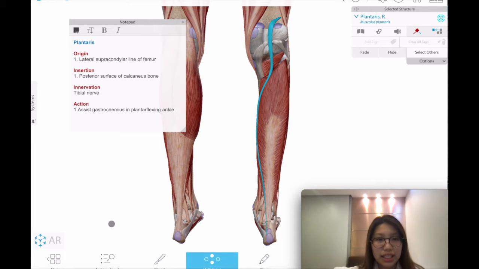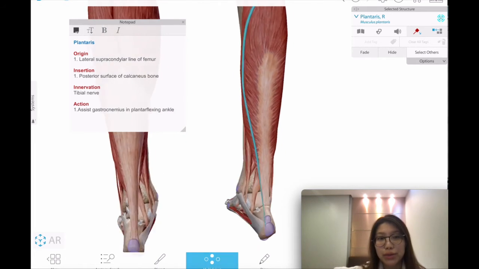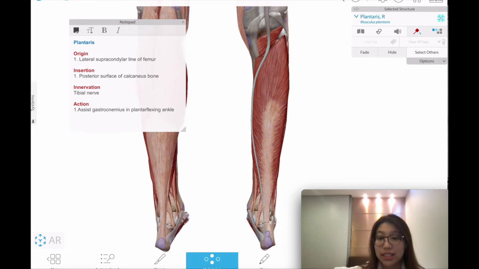It originates at the lateral supracondylar line of the femur and inserts at the posterior surface of the calcaneus bone. The innervation is the tibial nerve, and the action is to assist the gastrocnemius in plantar flexing the ankle.